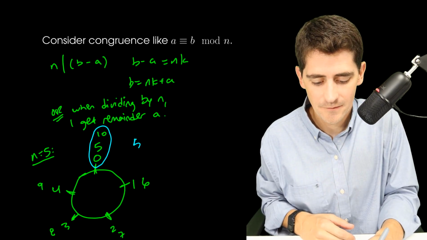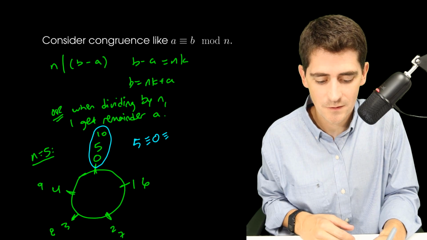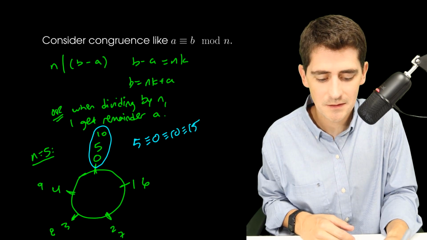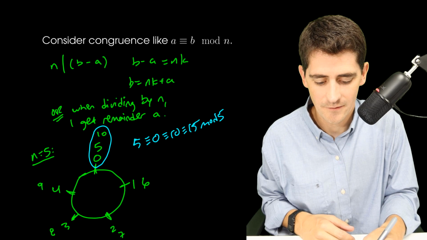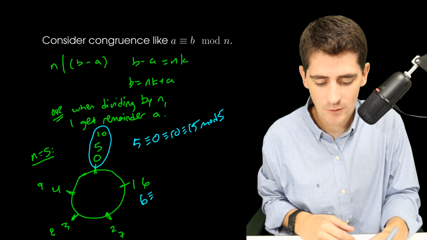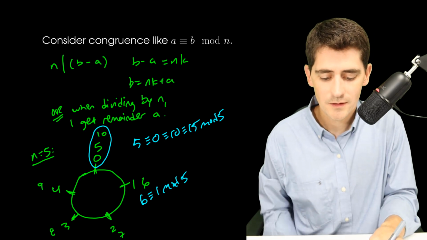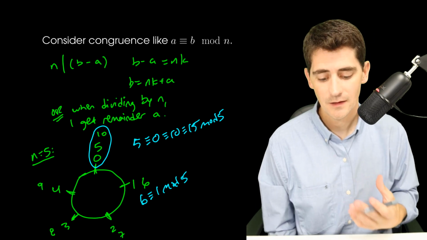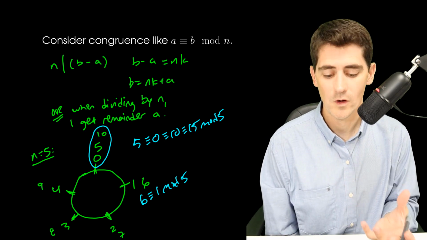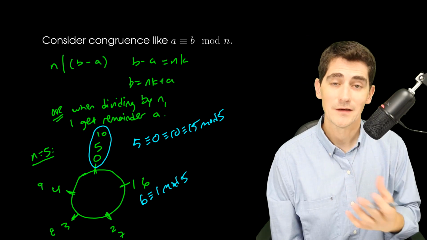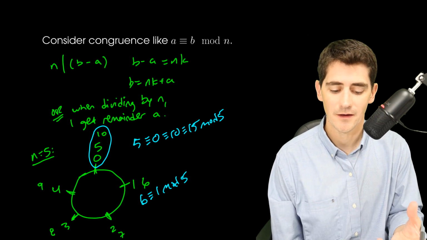Any of the numbers that line up on one of these teeth are congruent mod 5. So 5, for example, is congruent to 0, which is congruent to 10, which is congruent to 15, mod 5. And 6 is congruent to 1 mod 5. You can think about it like the gears, or like I was saying, when you divide 6 by 5, you have a remainder of 1. Or if I subtract 6 and 1 from each other, 5 divides that.